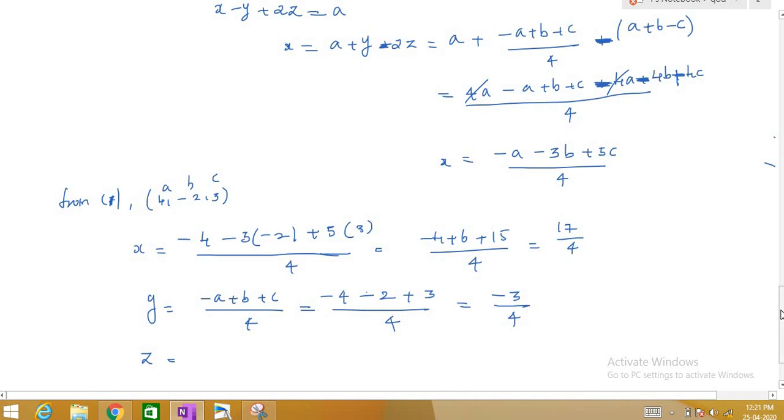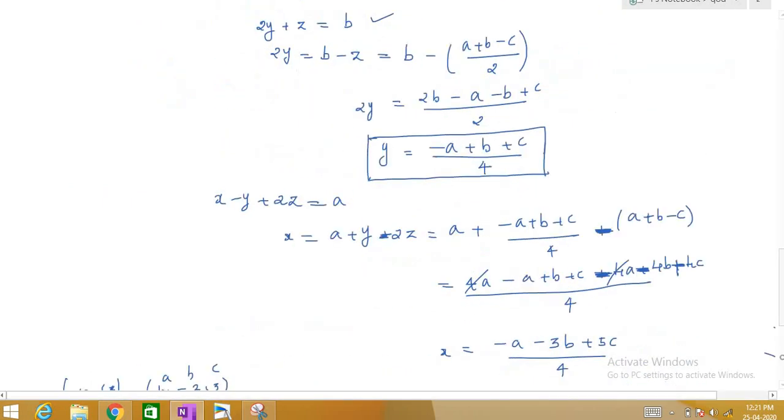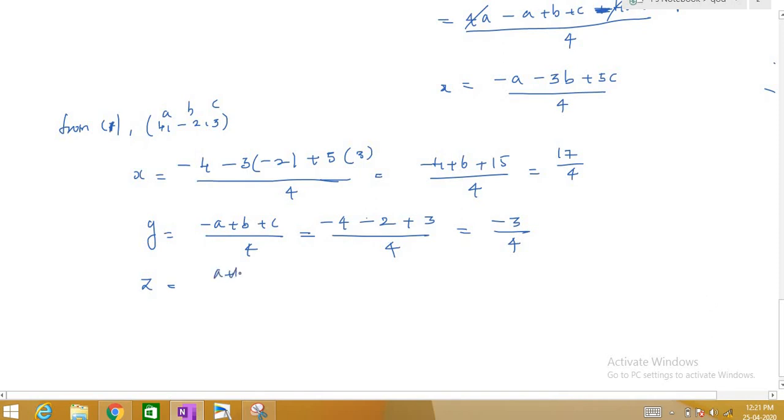And our z value which we found is a plus b minus c by 2, right? So this will be 4 minus 2 plus 3 by 2. So sorry, minus c. So there will be minus 1 by 2.